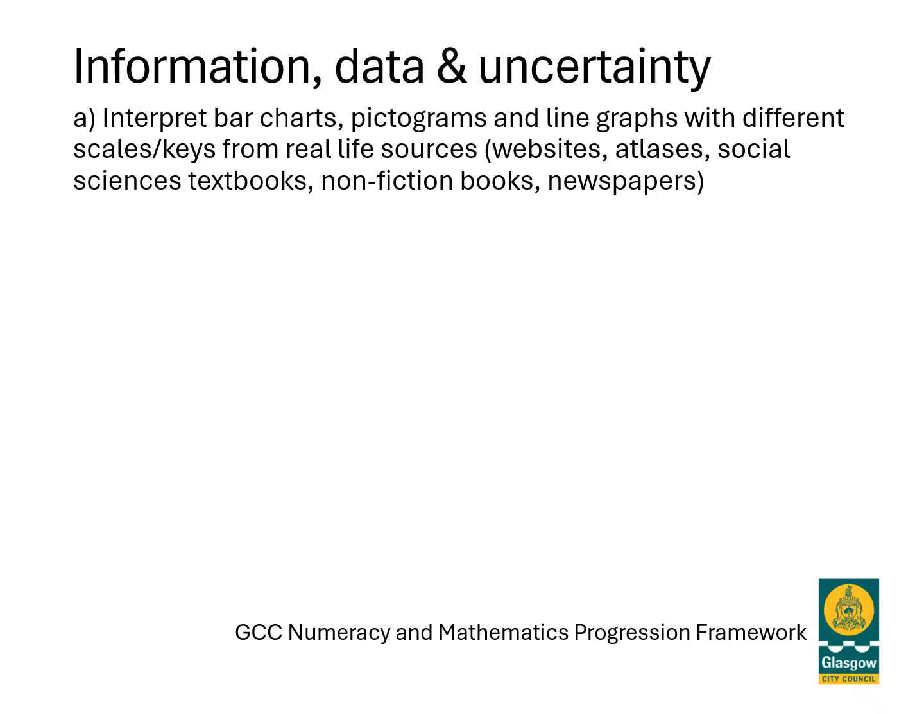Okay, and our final organiser for primary 7, Information, data and uncertainty. In block 1 here, we're talking about interpreting bar charts, pictograms and line graphs with different scales and keys. And the new learning, really the step on for primary 7, is that the sources should be real life sources from websites, atlases, social science textbooks and so on. Okay, rather than fabricated data that we're creating from school life or whatever. We're looking at real life stuff here.